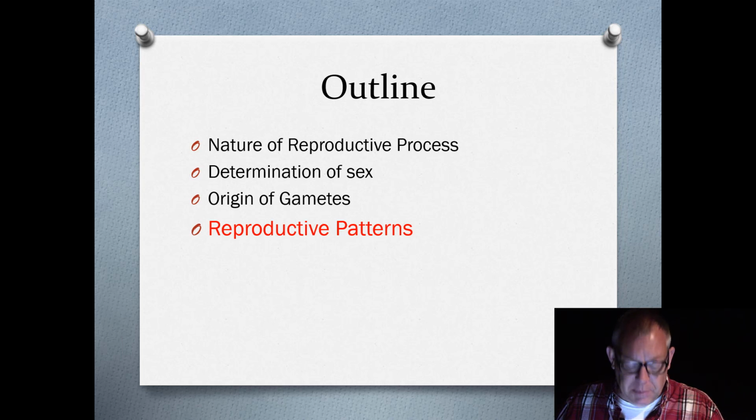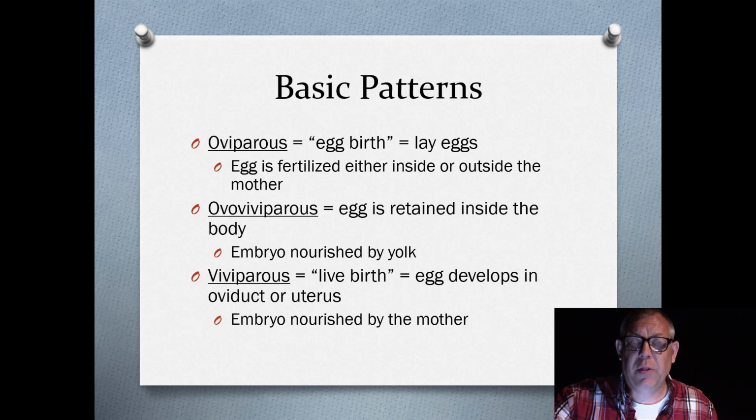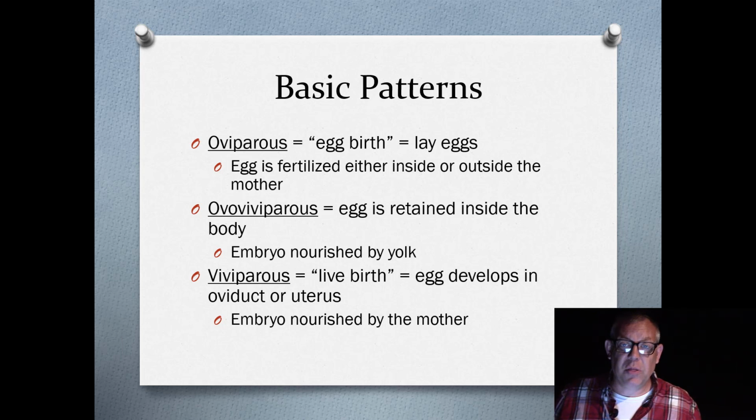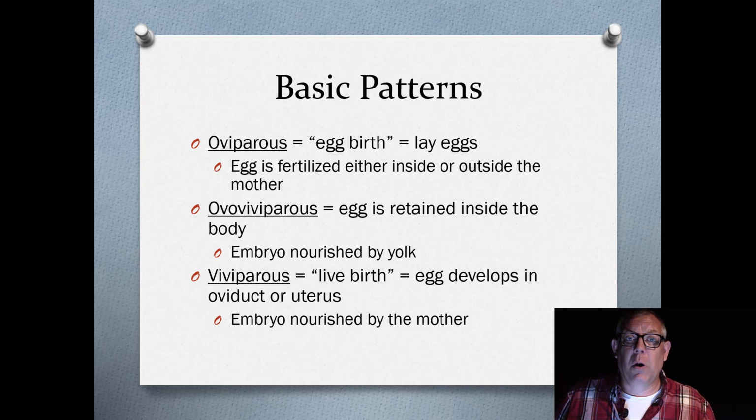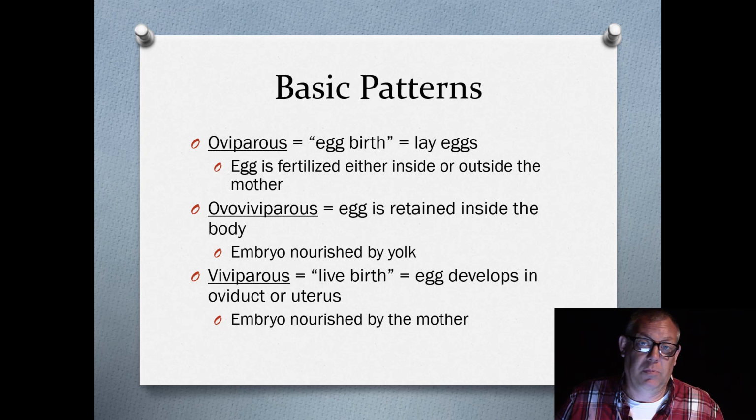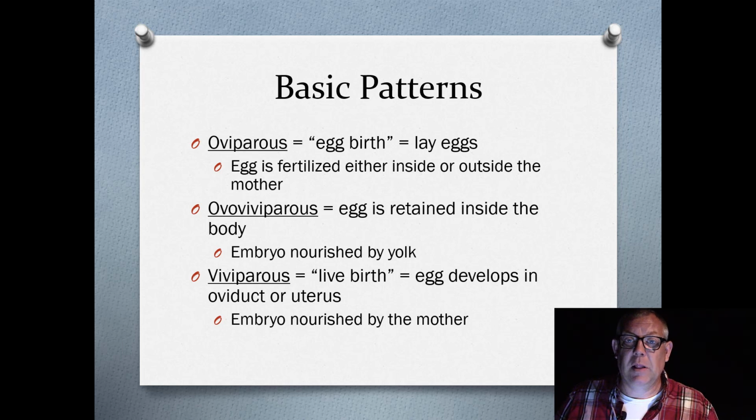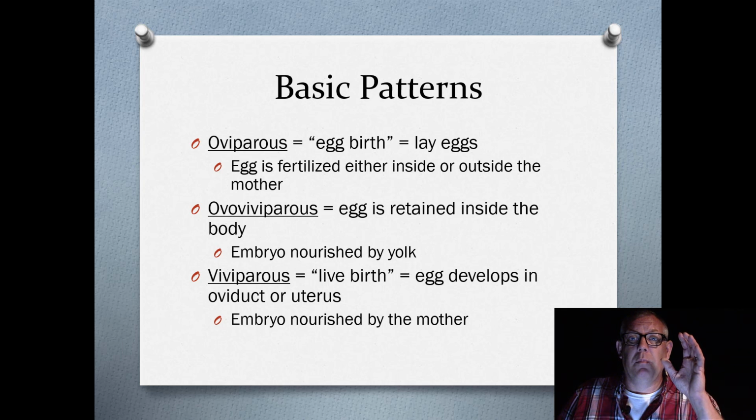Last thing I want to do is just some vocabulary. 1 slide. These are just terms that you need to be familiar with. Oviparous means egg birth. And so these are animals that lay eggs, right? Now the egg can be either fertilized inside the female or outside the female. And so you can have external fertilization like in fish. So the female lays the egg and then the male fertilizes it. Or you can have internal fertilization like with birds, right? The male fertilizes the egg inside the female, but then she lays the egg.